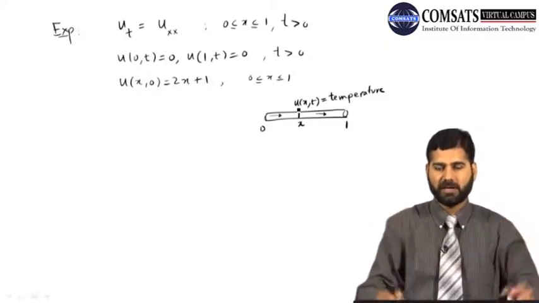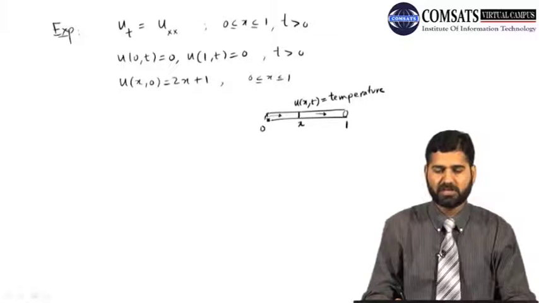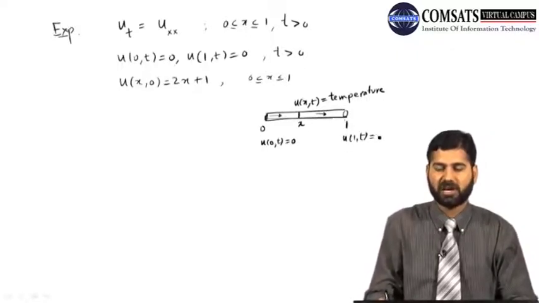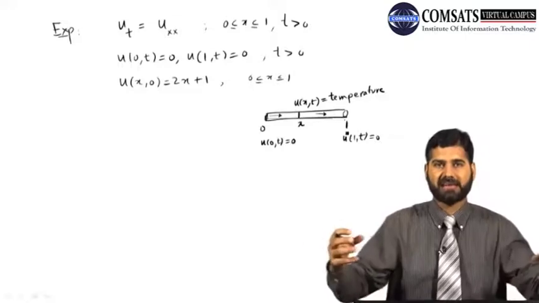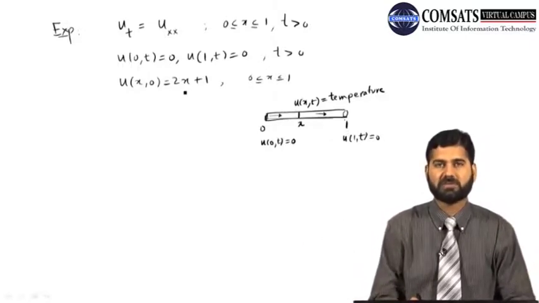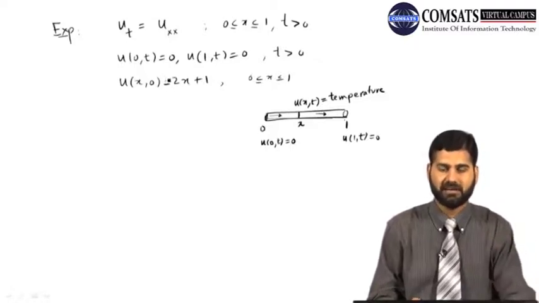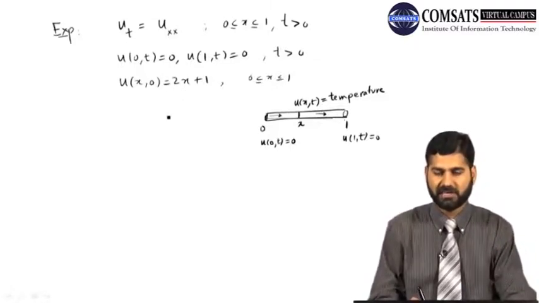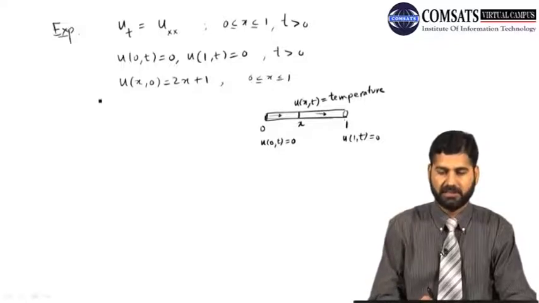Now, the conditions which we imposed here, there can be different conditions, but we imposed that at the left-hand side it is 0, and at the right-hand side it is also 0. So we are not giving any temperature at the ends. Only initially the temperature was given by 2x + 1. That's why heat is there. So this gives you the basic phenomenon of heat flow inside a one-dimensional rod of unit length.